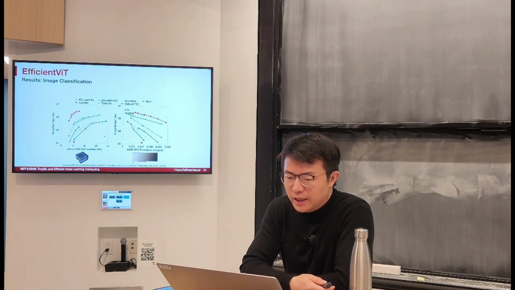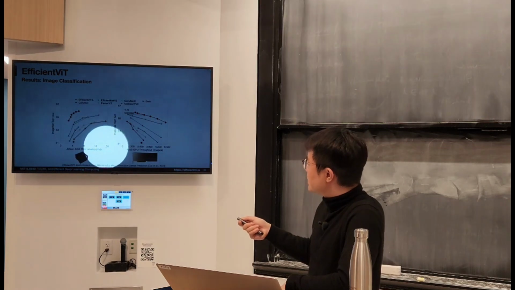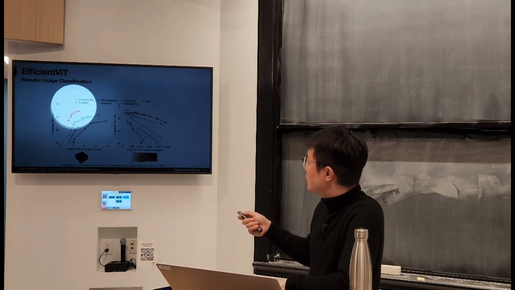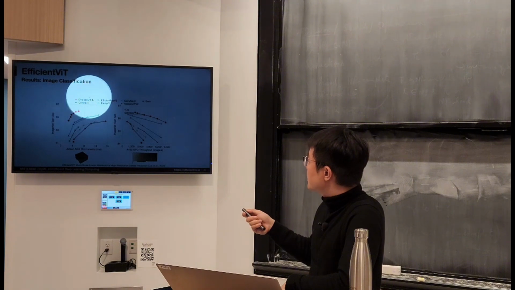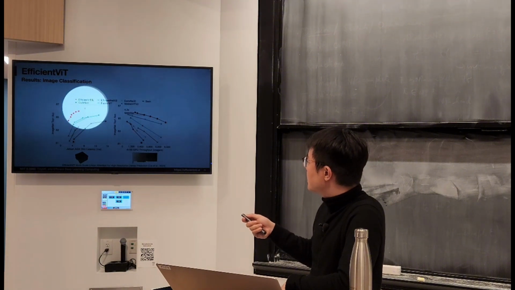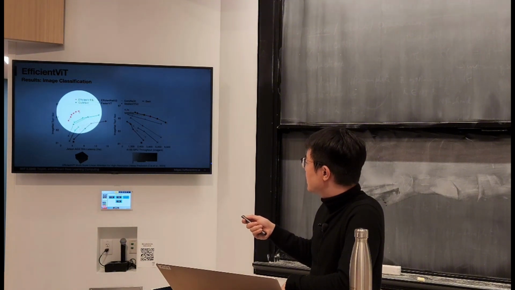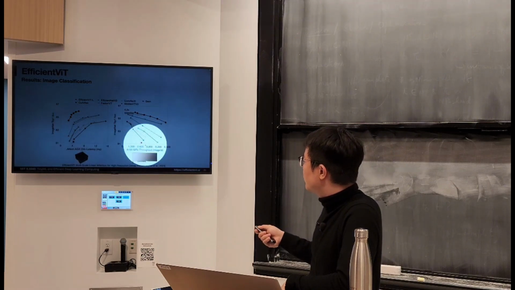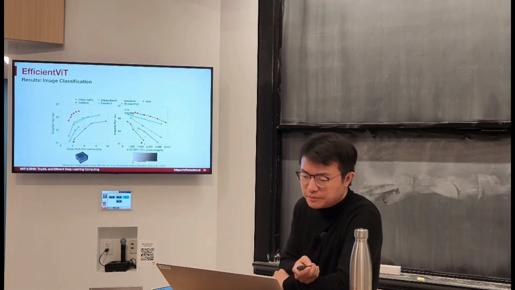And this is the image classification result. This is the latency, the lower the better. This is the accuracy, the higher the better. So ideally we want something right here. This is comparing with baselines. This is the accuracy-latency trade-off. This is the throughput-accuracy trade-off. We want high throughput and high accuracy.